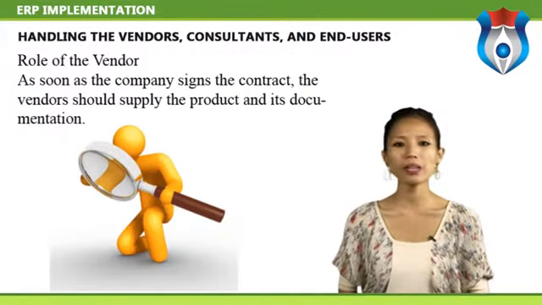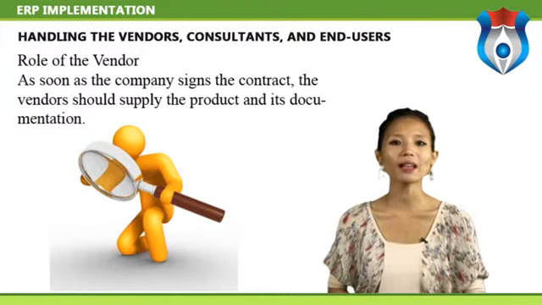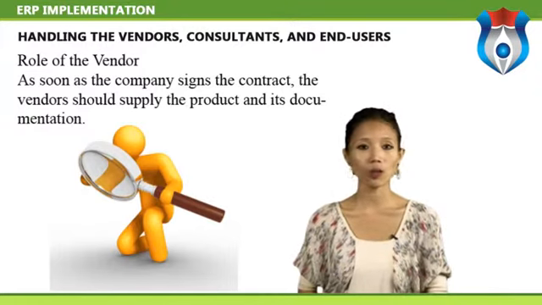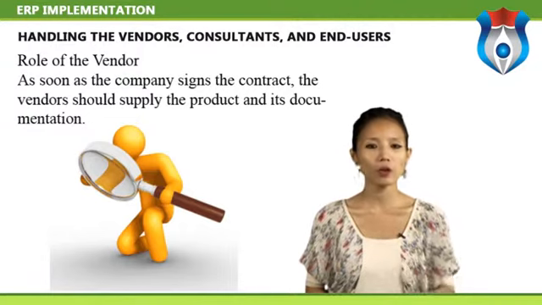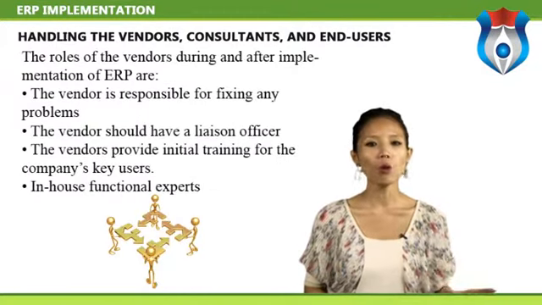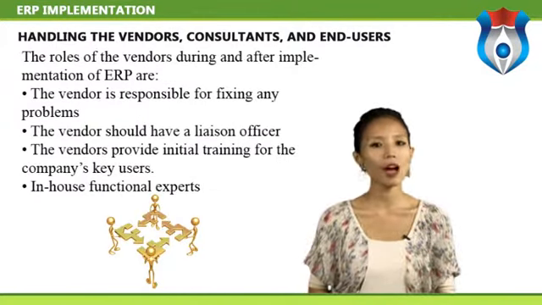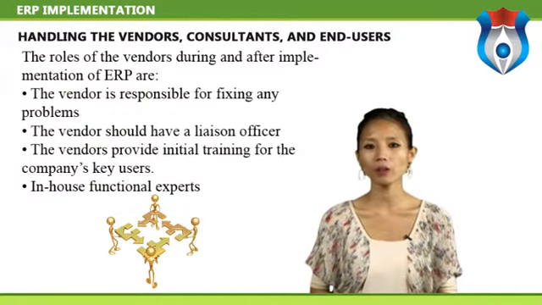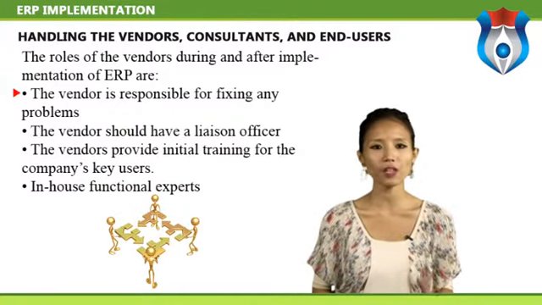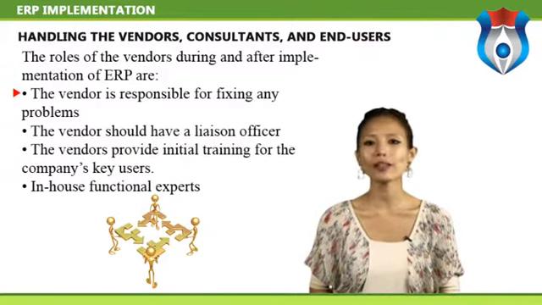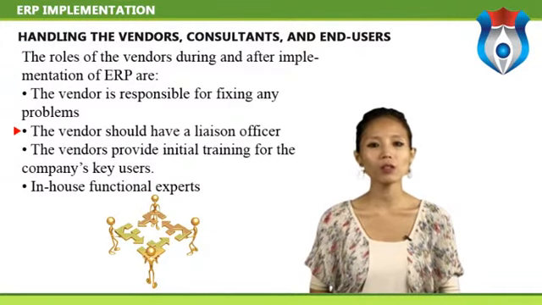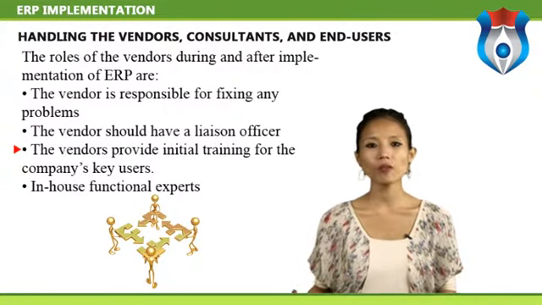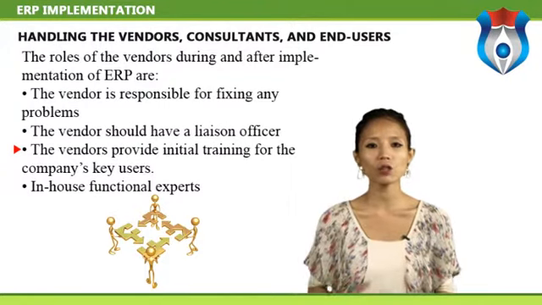As soon as a company signs a contract, the vendor should supply the product and its documentation. Once the software is delivered, the company can develop the training and testing environment for the implementation team. The roles of the vendors during and after implementation of ERP are: the vendor is responsible for fixing any problem in the software that the implementation team encounters. The vendor should have a licensed officer to constantly interact with the implementation team. The vendors provide initial training for the company's key users.